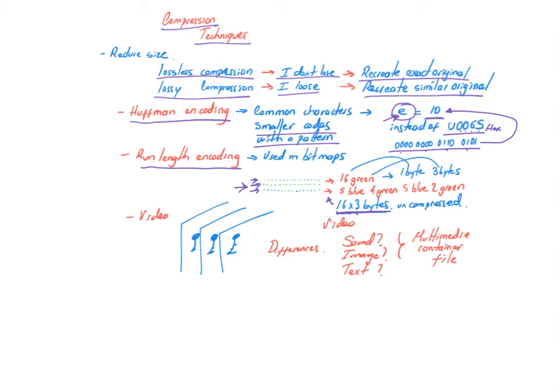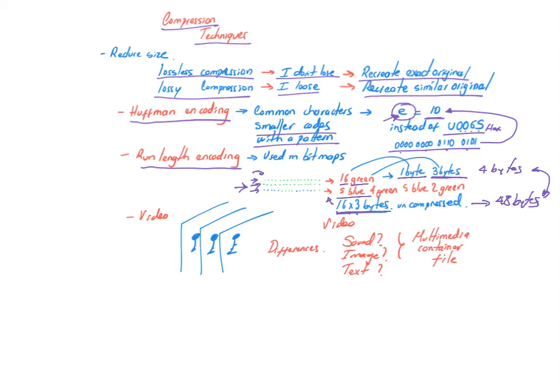So what I could do is count the number of pixels that I have here in green, and then I just say, oh, I have 16 green pixels, so I would define the number of pixels and then the color. That's going to take, for example, just 4 bytes instead of the 48 bytes that I would have here. So it's a very good compression if the image has big patterns.